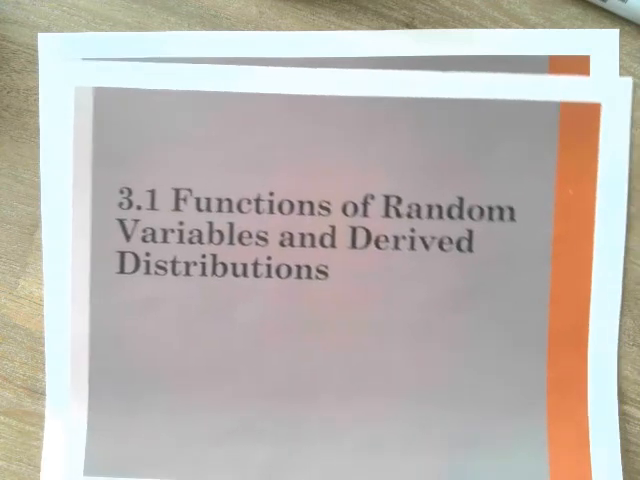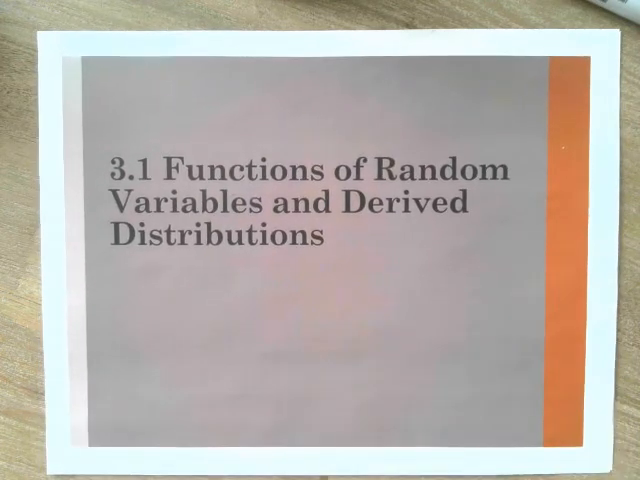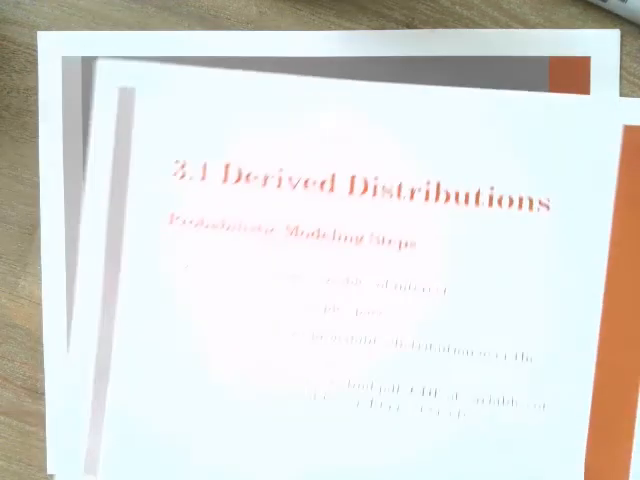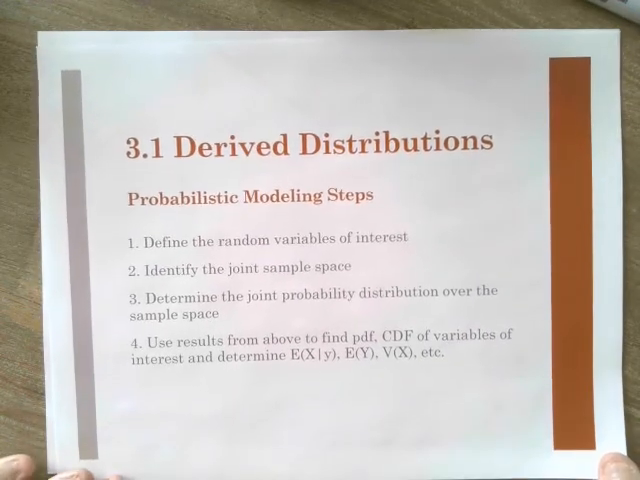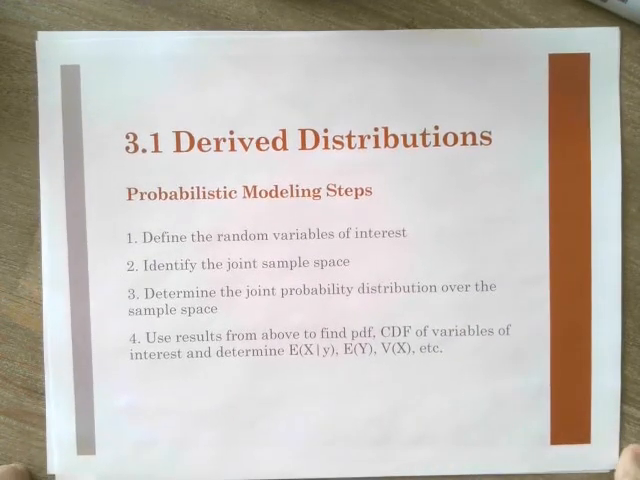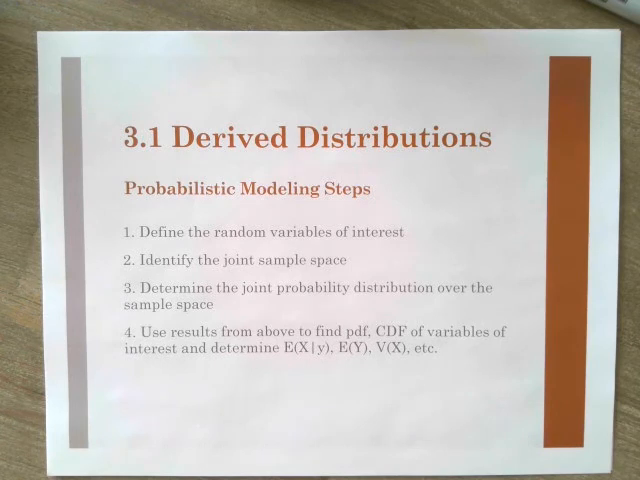So 3.1 is called Functions of Random Variables and Derived Distributions, and we are going to be following 4 important steps here to developing these derived distributions. And we're going to be talking about lengths of highway stretches here. So the first thing we're going to do is figure out, what is our random variable of interest. So we need to explain in words what the random variables are.